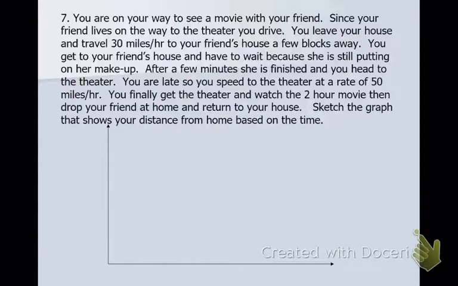All right, so pretty quickly here. You leave your house going 30 miles an hour to a friend's house. You get to your friend's house, have to wait because she's still putting on her makeup. After a few minutes, she's finished. You head to the theater. You're late, so you speed up. We got to show that. You finally get to the theater, watch the movie for 2 hours, drop your friend off at home, and then get to your house. So, distance from home based on time. Time here. Distance from home. Okay?